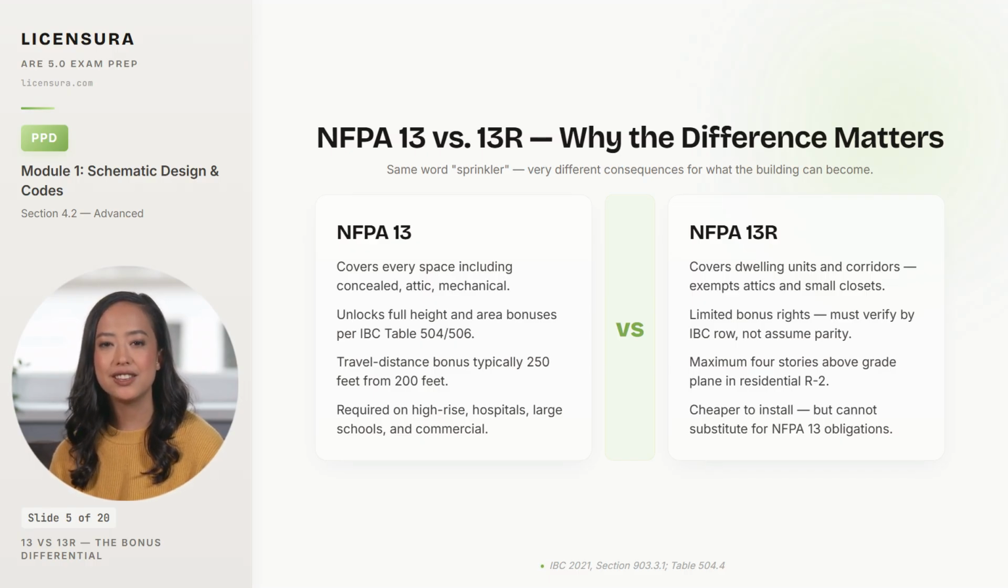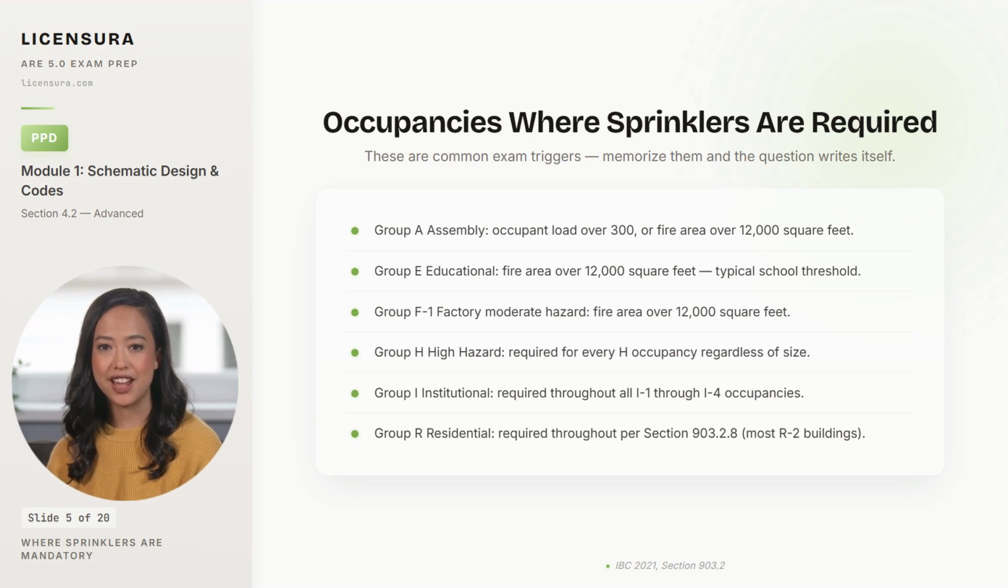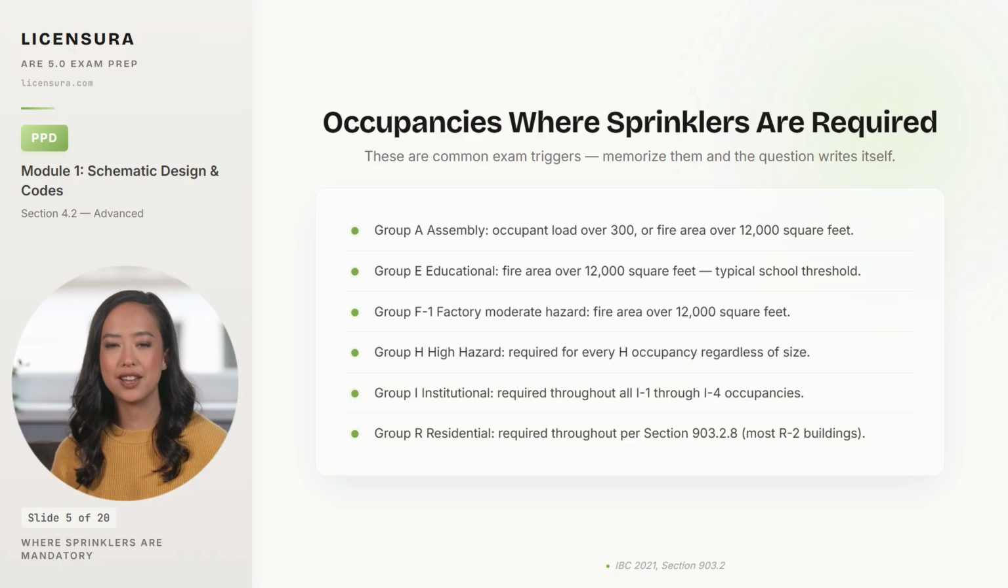Beyond what unlocks bonuses, the IBC also lists occupancies where sprinklers are not optional. 6 occupancies trigger mandatory sprinklers under Section 903.2. Group A assembly triggers at occupant load over 300 or fire area over 12,000 square feet, whichever comes first. Group E educational triggers at 12,000 square feet of fire area, the threshold that catches every modern elementary and middle school. Group F-1, moderate hazard factory, triggers at the same 12,000 square foot fire area.